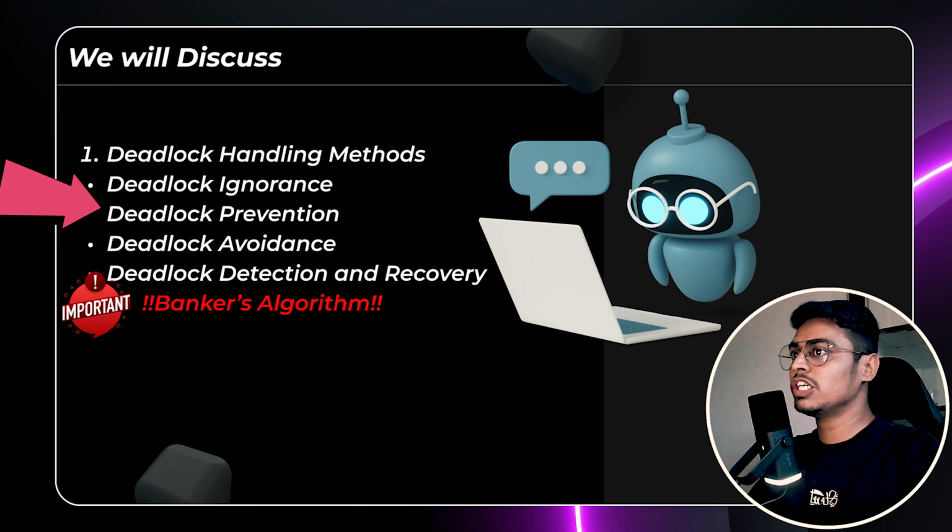So what happens in deadlock ignorance? When deadlock occurs in the system, we simply ignore it. This is what nearly all users experience on their laptops. The problem manifests as system halting. The system gets hanged, and what do we do? We simply power off and restart the system. That is the essence of deadlock ignorance.